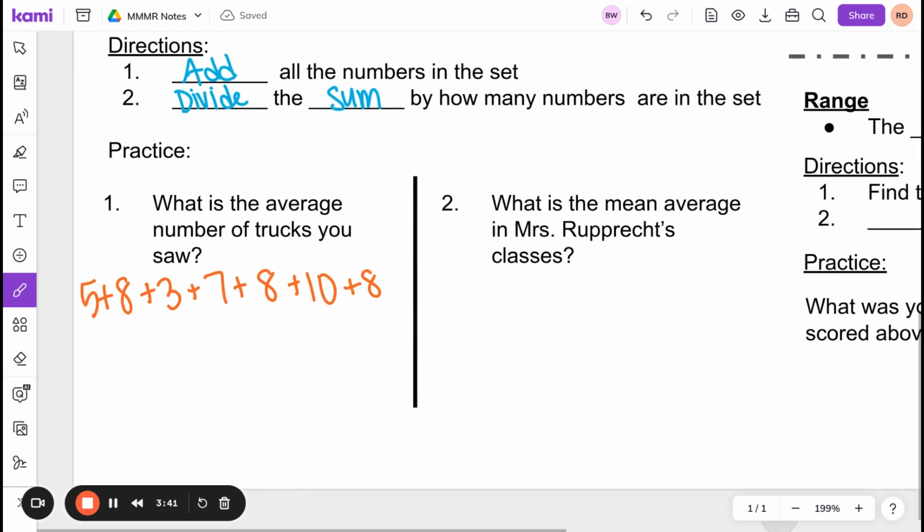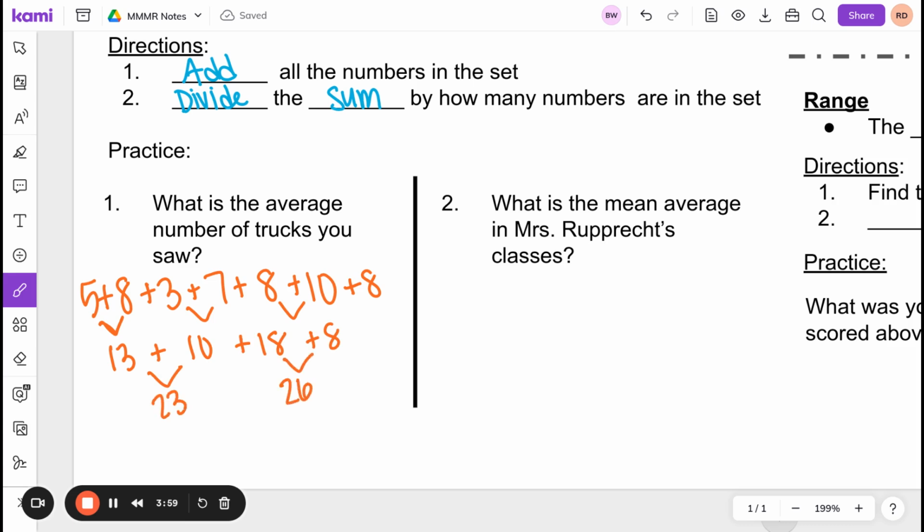Okay, so 5 plus 8 is 13. 3 plus 7 is 10. 8 plus 10 is 18. Plus 8 on the end. 13 plus 10 is 23. 18 plus 8 is 26. So we have a total of 49. There are 1, 2, 3, 4, 5, 6, 7 numbers. And 49 divided by 7 means your average was 7 trucks.